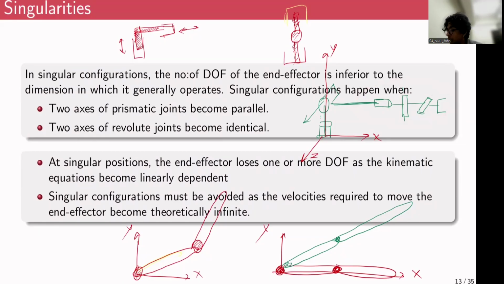This robot can, if you rotate this joint, it can rotate about the Z and X plane. And if you rotate the second joint, it can rotate about XY plane. And so basically you can achieve all positions, you can achieve positions in X, Y, and Z. And this wrist will give you orientations, X, Y, Z orientations. But what happens if I rotate this joint 90 degrees?